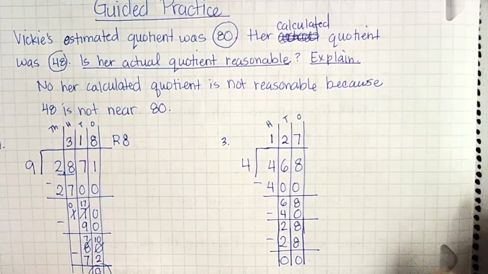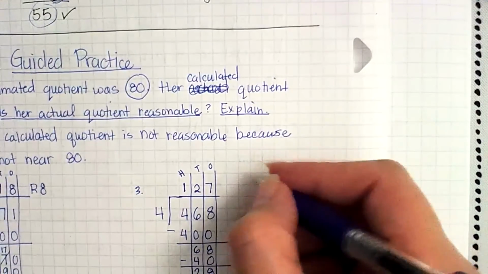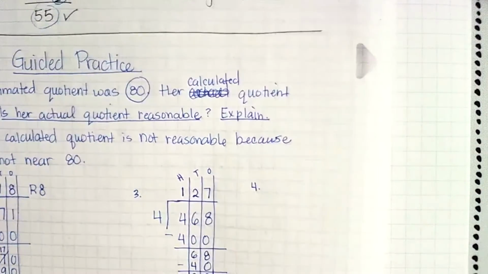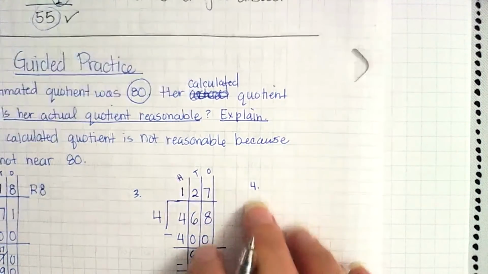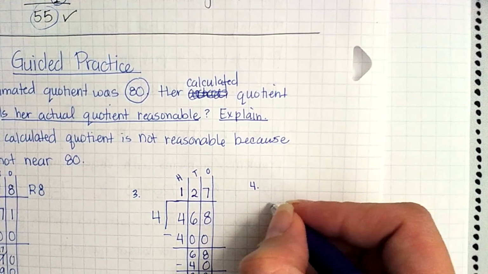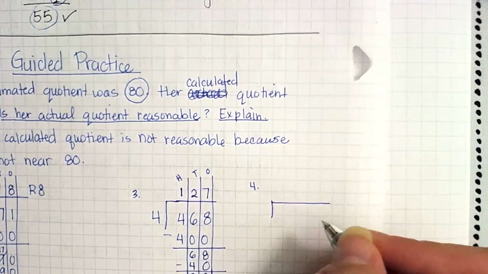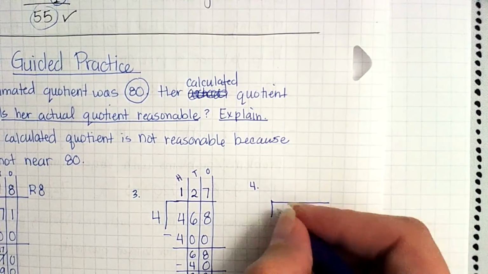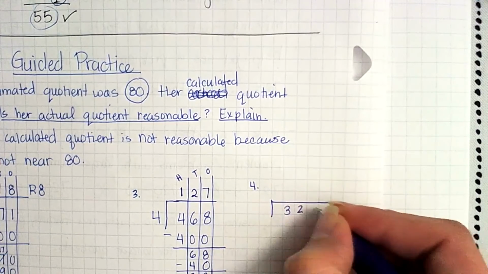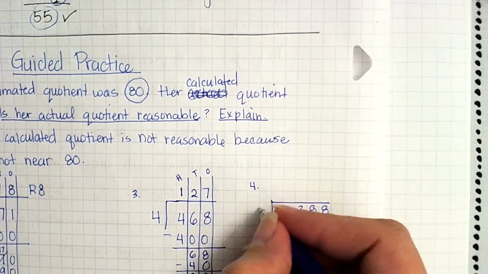Now, one of the other questions that you guys were asking me to go over was one of the longer questions that was also out in the thousands. So let's take a look at number 4 quickly. Number 4 is not one of your guided practice questions. This is actually one of your independent practice questions, but I wanted to go through another large number division with you so that you know how to solve it. So for number 4, you have 3,288, and it's going to be divided by 8.